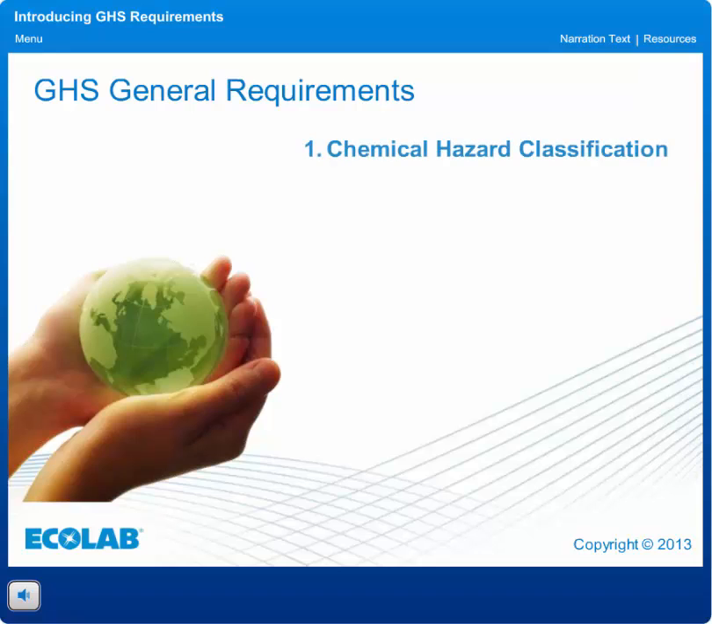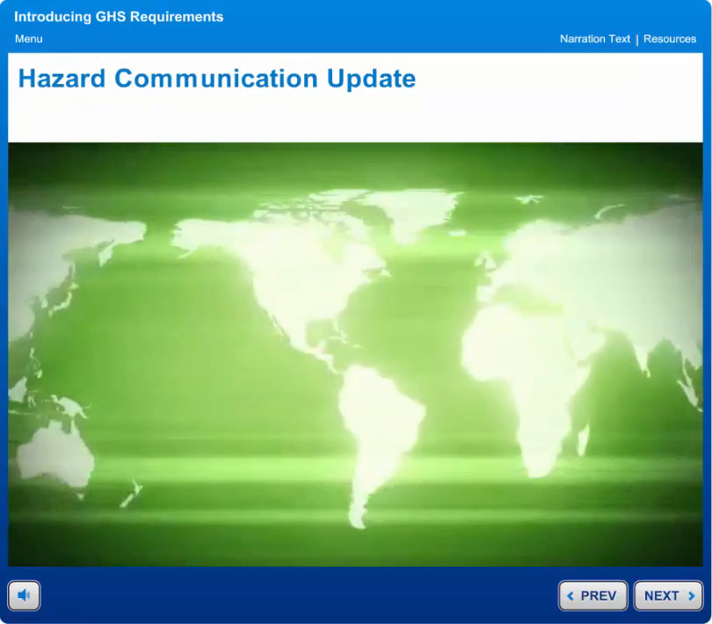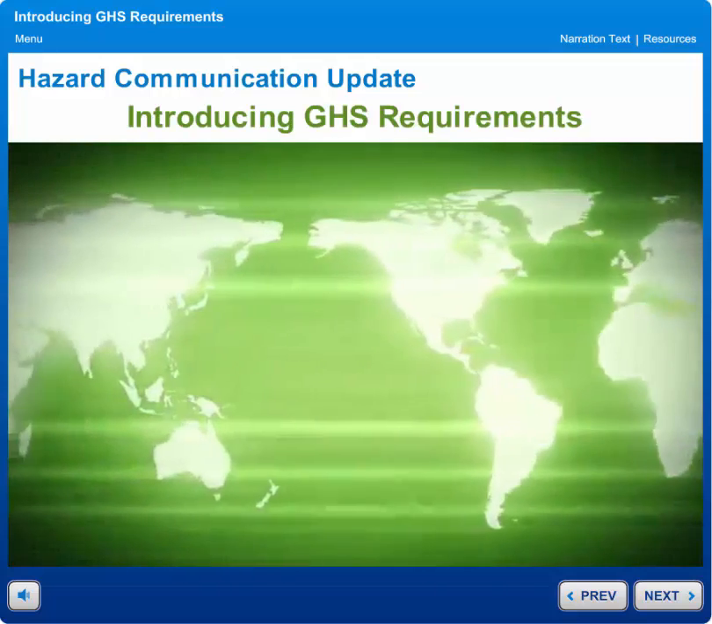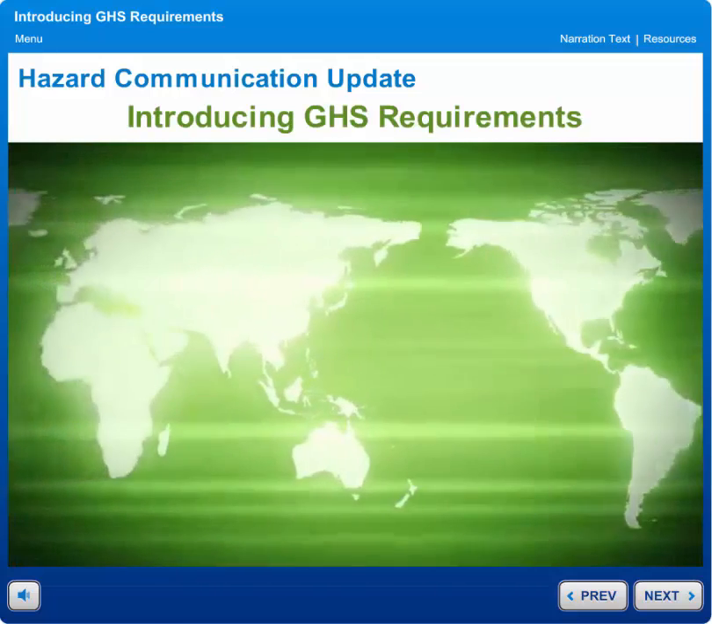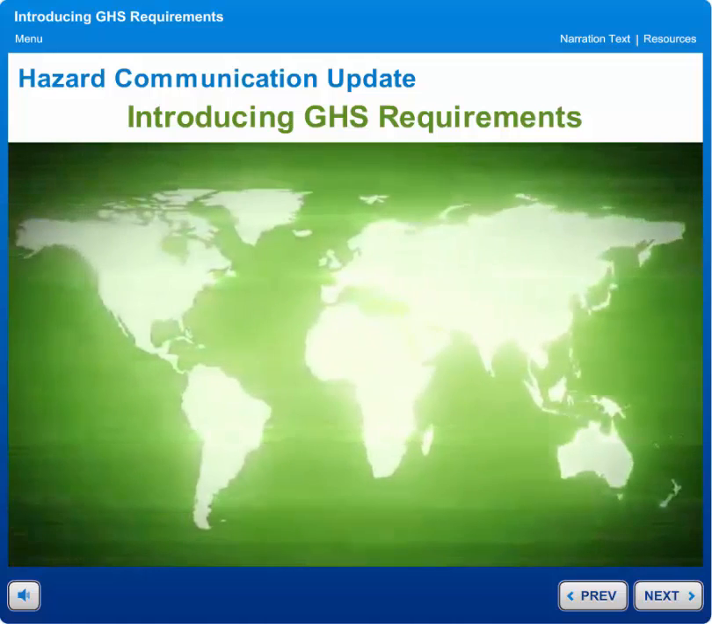GHS will resolve the variations in hazard classification of chemicals, labeling, and SDSs, and focuses on requirements in these three areas. We will discuss each of these in detail throughout the course. This Hazard Communication Update course, introducing GHS requirements, has been developed to introduce you to GHS and to help ensure all products are handled safely.